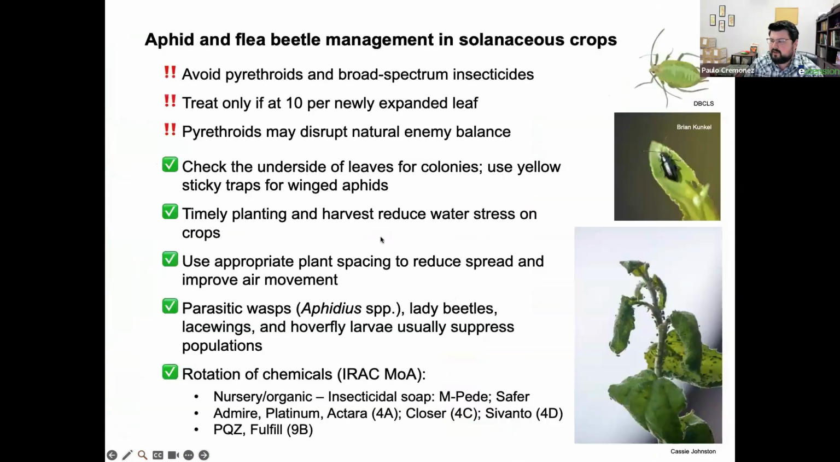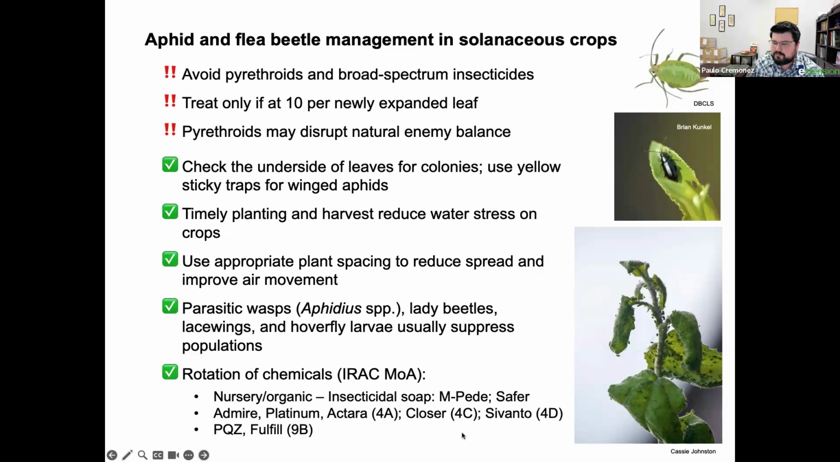Check timely planting and harvest; reduce water stress on crops and reduce aphid problems. Appropriate plant spacing also provides that microenvironment that will improve the air movement and will reduce the spread of these pests. Like I said, parasitic wasps for aphids, lady beetles, and lacewings, hoverfly larvae usually suppress their populations.